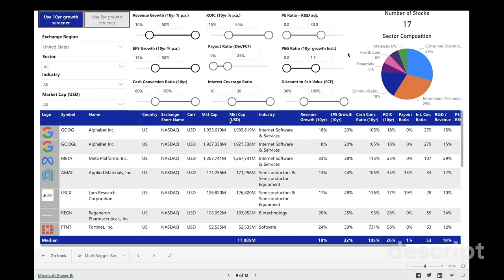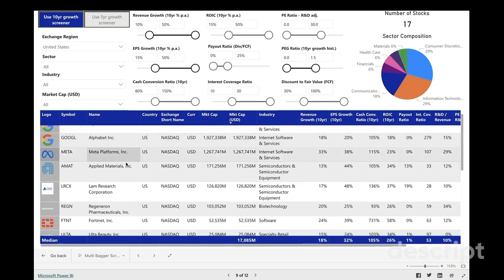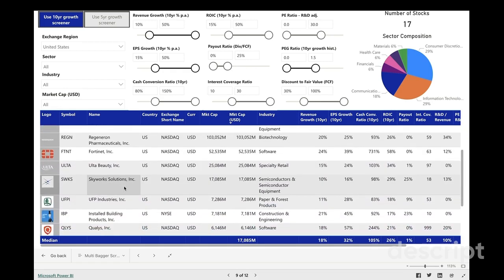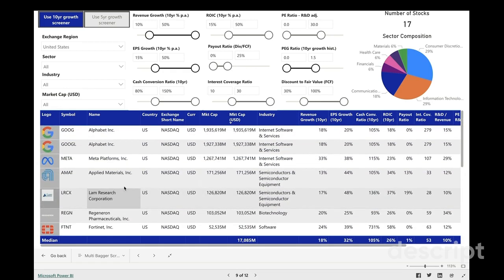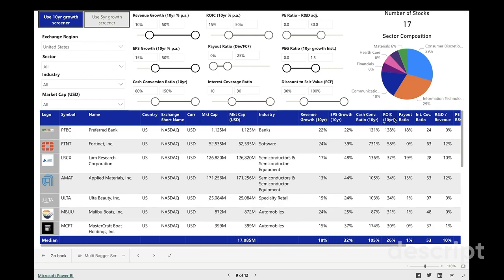After setting your criteria, the screener will display a list of stocks that meet your multi-bagger requirements. The number of stocks found is displayed in the top right corner, along with a pie chart showing the sector composition of the results. By default, the results are sorted by market capitalization in US dollars, but you can easily sort by any other metric. For example, let's click on the Return on Invested Capital column header to sort the stocks based on their capital efficiency over the last 10 years.